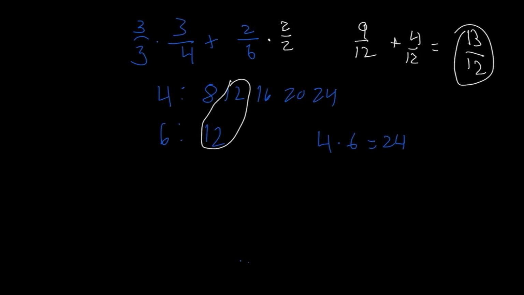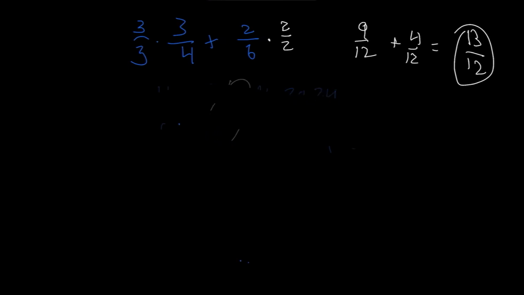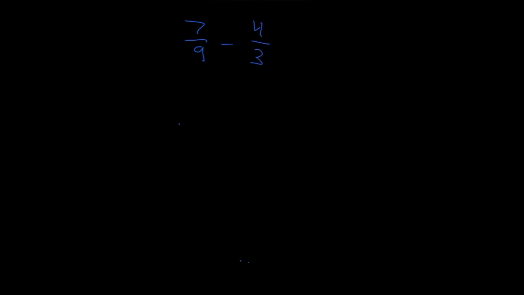So I'm going to erase this, and I'm going to do a subtraction of fractions. Subtraction of fractions works very similarly to adding. The only difference is that instead of adding the two numerators together once the two denominators are the same, you're going to subtract the two numbers. So I'm going to do 7 over 9 minus 4 over 3.